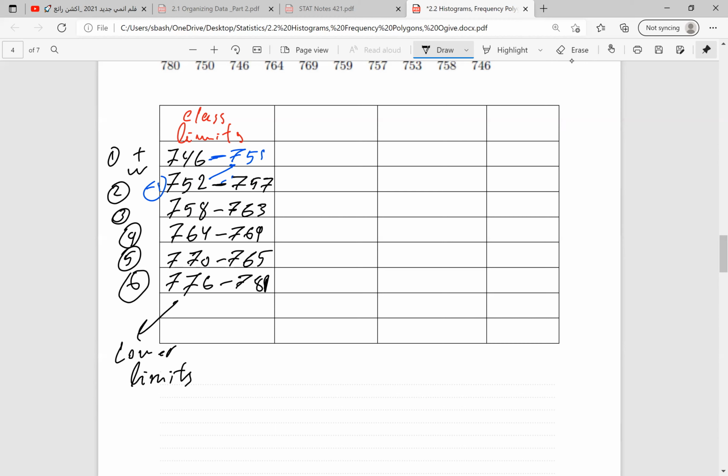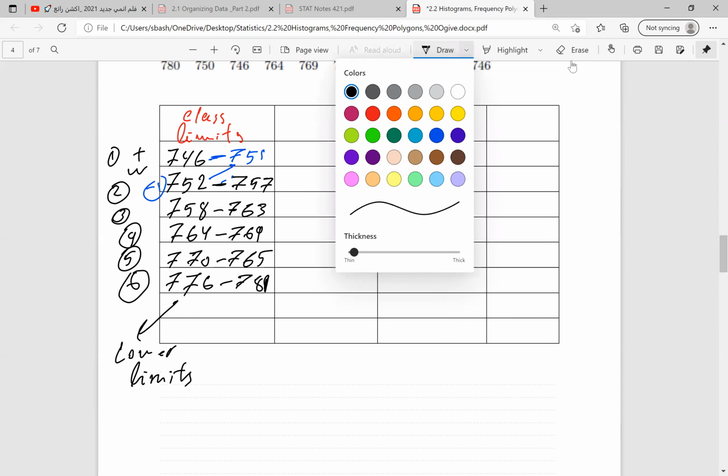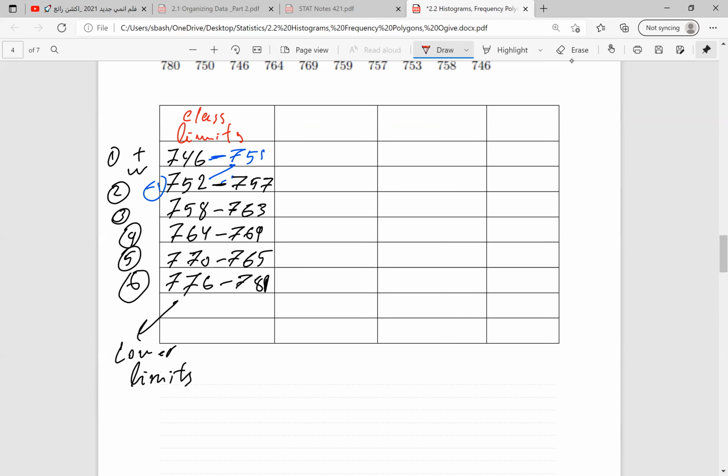So these are the class limits. As we mentioned before, we will have gaps between the classes, because the upper limit for the first class is 751, but the lower limit is 752. There is a gap between 51 and 52, and we have to close this gap. So we need to use class boundaries.